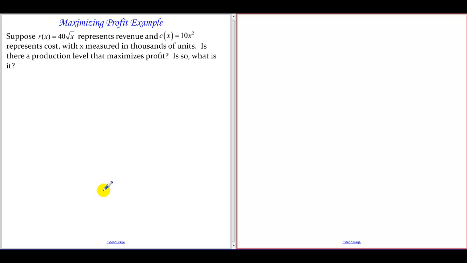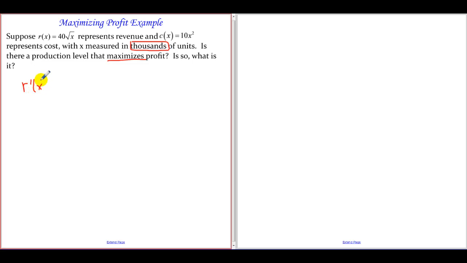So an example of this now. Suppose we have a revenue function and a cost function measured in thousands of units. That's going to be key. Is there a production level that maximizes profit? So I need to maximize my profit. Remember, we find our maximum profit when we set the derivative of our revenue equal to the derivative of the cost.